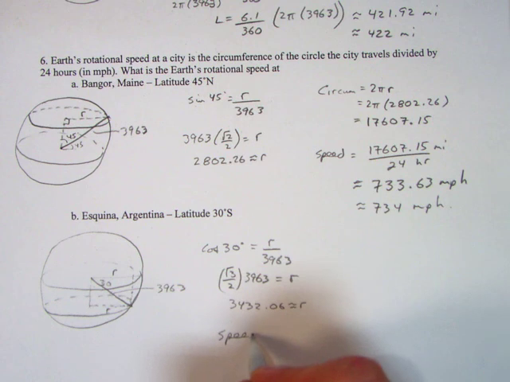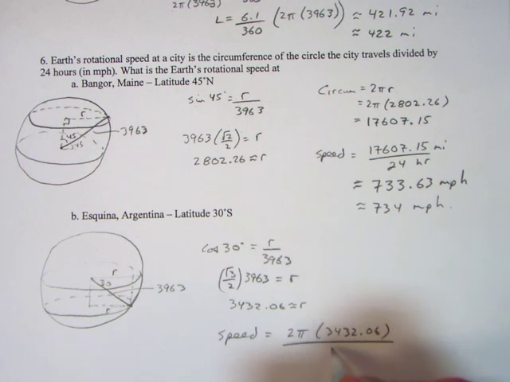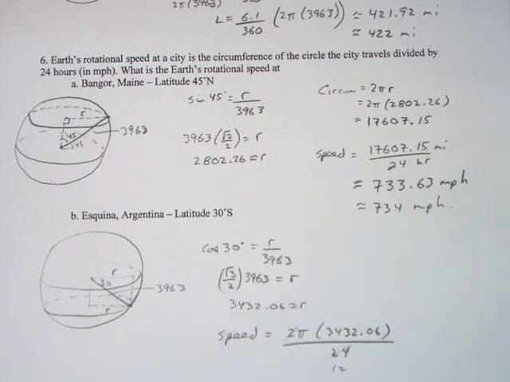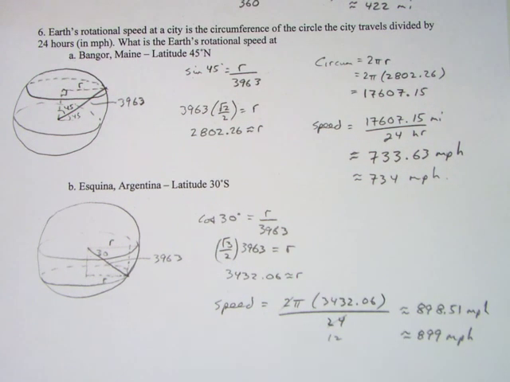Now, we could just skip straight to speed, because all we're going to do is do 2 pi times that value and divide it by 24. So if you want, we can reduce this to make our calculation a little bit simpler. We'll take that value and multiply it by pi, and then divide by 12. And we get approximately 898.51 miles per hour, or 899 miles per hour. And that's it.